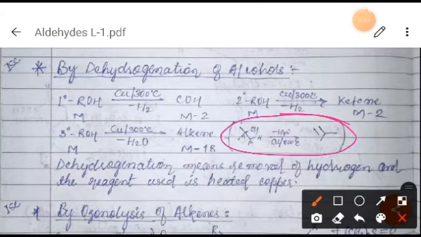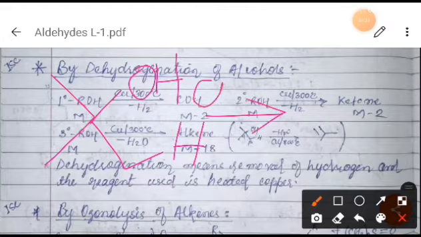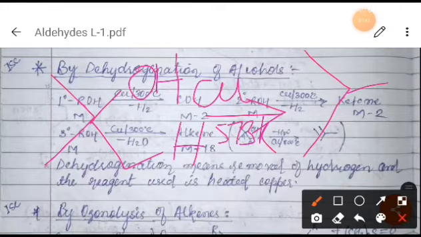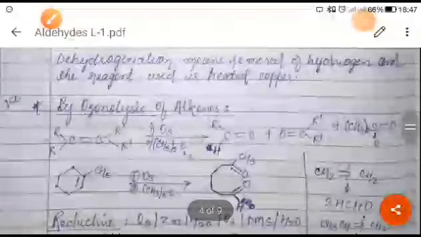Here we are using a 3-degree alcohol. What is this? Let me write here, just like this: here hydrogen and here OH. Okay, so when we are doing it in the presence of Cu at 573 Kelvin, it will form an alkene, which will be like this. Okay, so I hope you have understood this, right?